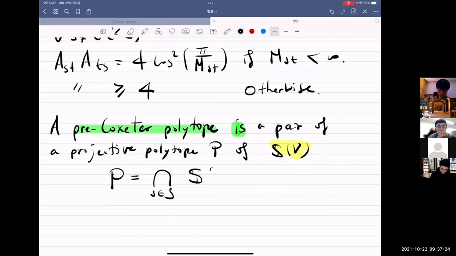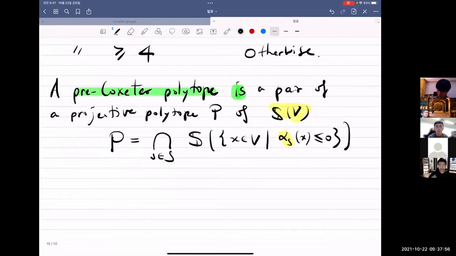of half spaces. So what is a half space in the projective sphere? Simply, we take a linear functional alpha_S, then we consider all the vectors which evaluate under this linear functional to less than or equal to 0, and then we take the projection. Okay, so the intersection will be my projective polytope.